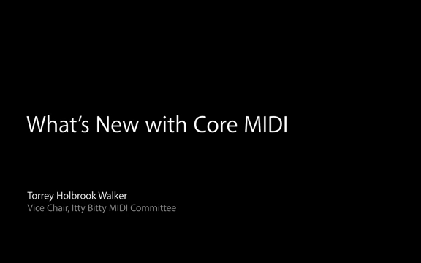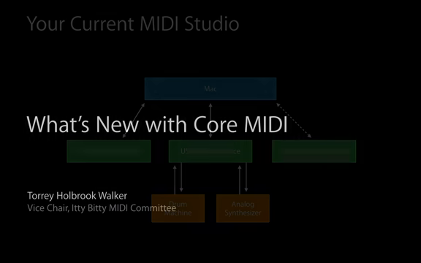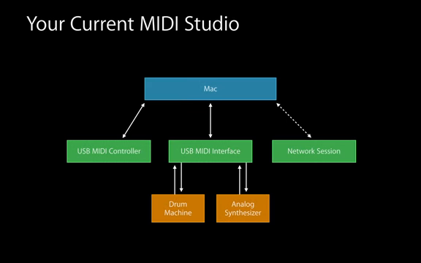If you have a music studio that you use to make music, it may look something like this. Maybe there's a Mac in the center of it, or an iOS device. They're also very capable to be the center of your studio. And connected to it may be several USB MIDI devices, controllers, breakout boxes that are connected via 5-pin DIN to legacy equipment, musical instruments. And then also you may have a network session going.